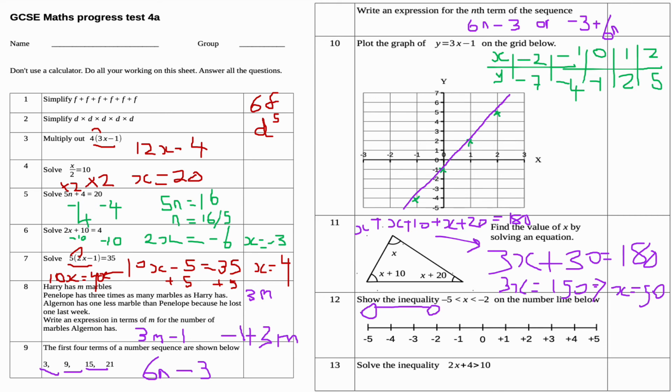Okay, this is question number 13. Solve the inequality 2x plus 4 is greater than 10. Well, again, solving like an equation, if I subtract 4 on both sides of my inequality, I get 2x is greater than 6. Dividing both sides by 2, I get that x is greater than 3.